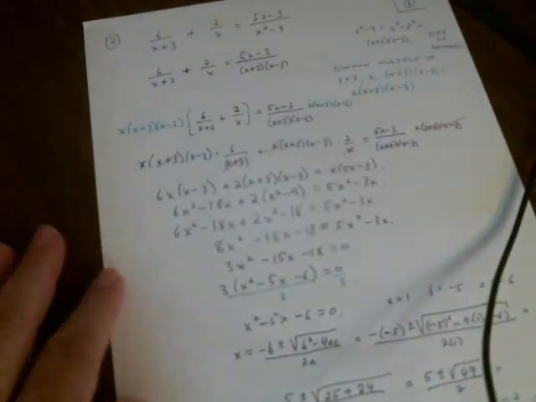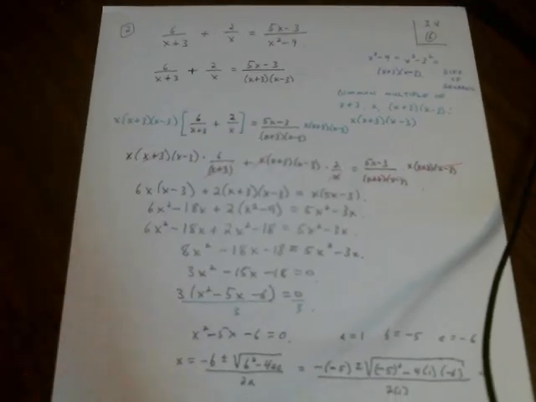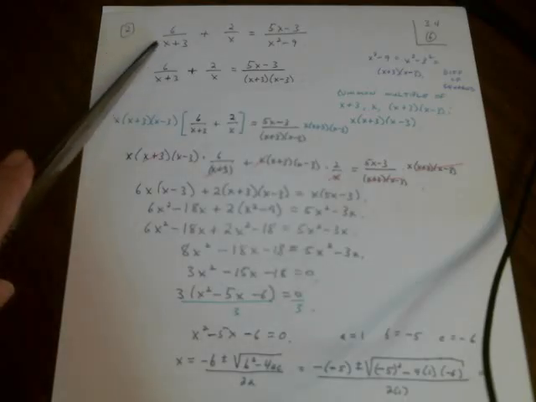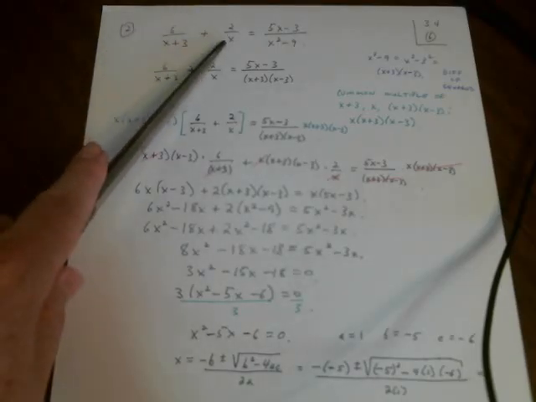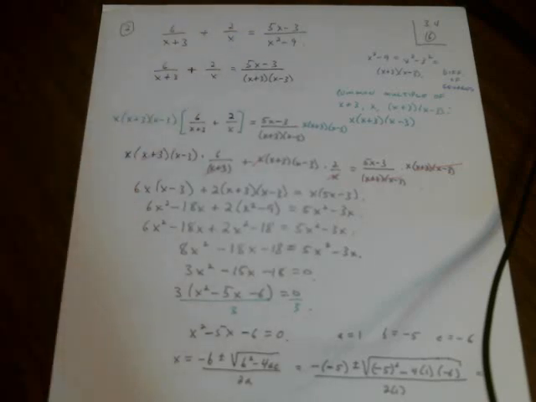All right, here we go. Okay, number 2 of this sort. So in this problem, we have 6 divided by x plus 3 plus 2 divided by x equaling 5x minus 3 divided by x squared minus 9.